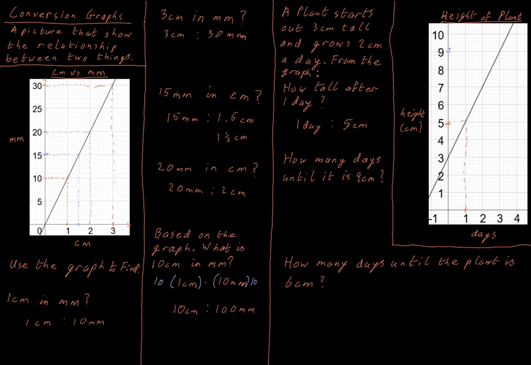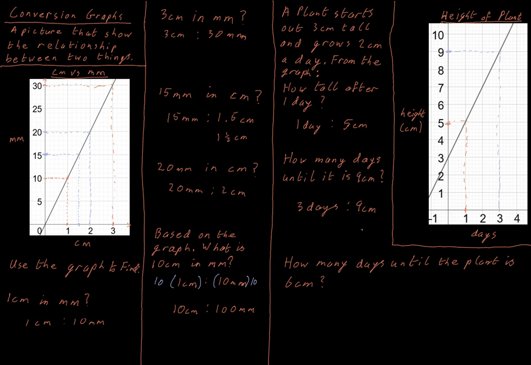I'm told about a height, so I'm going to go to 9 on my height axis, because that is what I'm told about. And then I'm going to go across to my relationship line, straight across and straight down as neatly as I can. And that's going to tell me that it's going to take 3 days for my plant to get 9 centimeters tall.